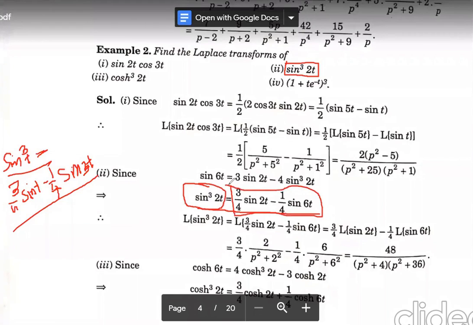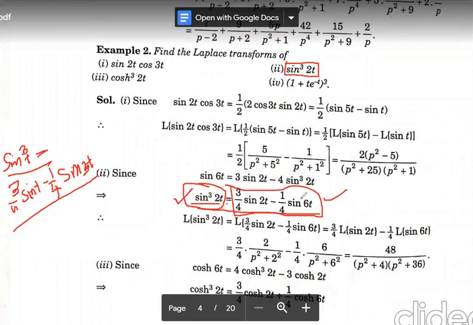The meaning is the same. So here you can't directly use the Laplace transform. But once you have transformed sine cube 2t in terms of this, where the terms are different and their trigonometric power is 1, you can use the Laplace transform here.